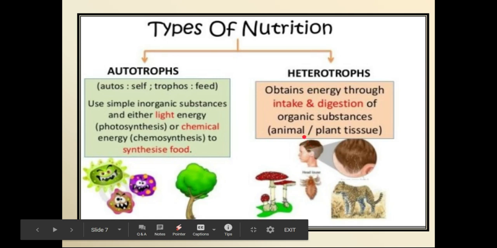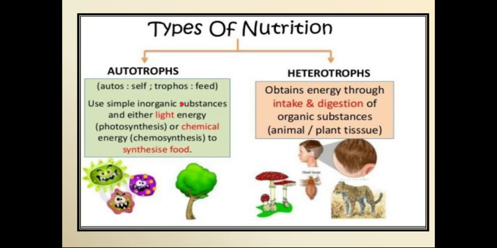You have to focus that in autotrophic mode of nutrition, simple inorganic substances are required like carbon dioxide and water. In heterotrophic mode of nutrition, you require organic substances. These organic substances are referred to as ready-made organic substances. These are prepared directly or indirectly by autotrophs.